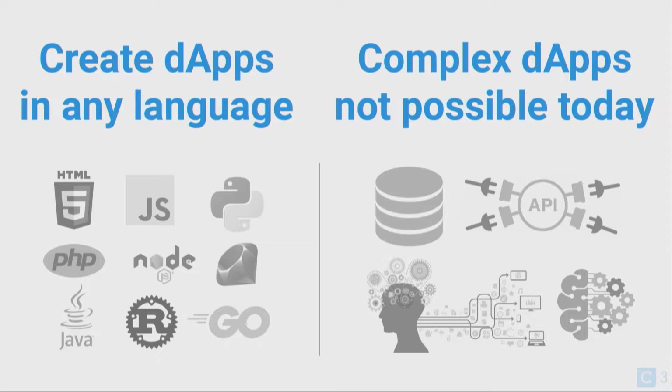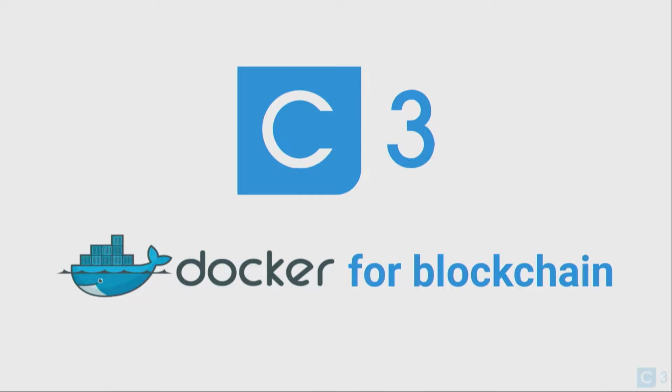The C3 protocol is a platform that allows developers to build dApps using any language. And not just any dApps, but dApps that are actually useful and complex that are not possible on today's protocols. We're talking about databases talking with APIs, machine learning, AI writing to the blockchain, literally 0 to 1 stuff that's not possible today. Think of us as Docker for blockchain as we describe what we're doing. If you're a little bit technical, you understand that's kind of what we're trying to do to the blockchain software world.